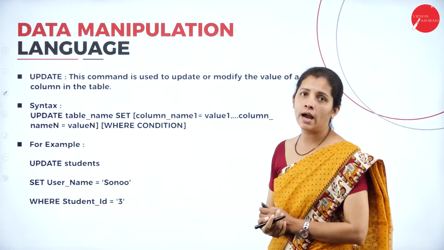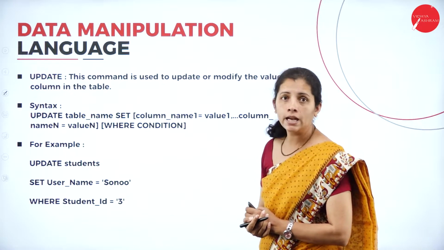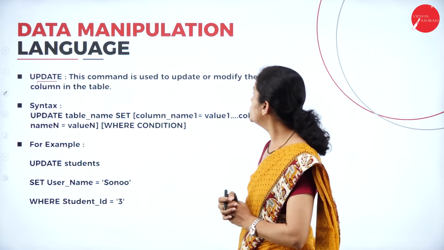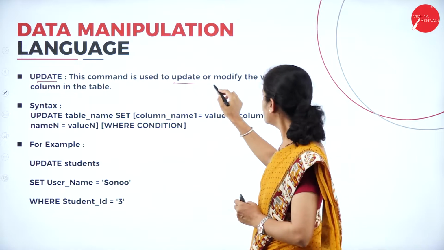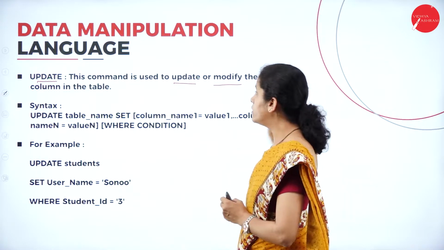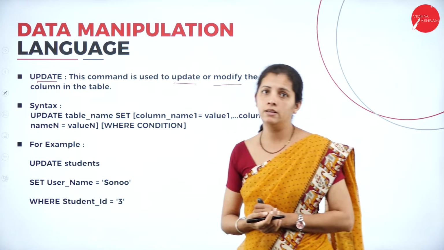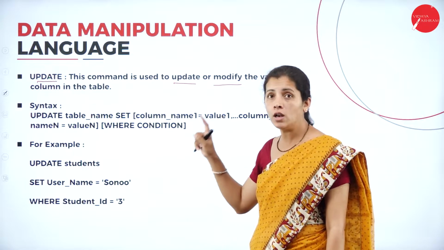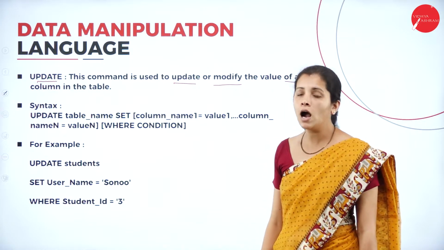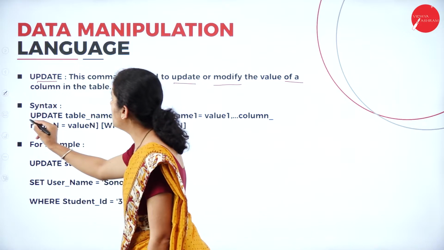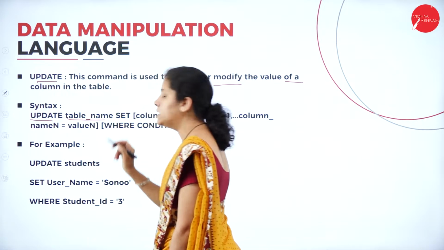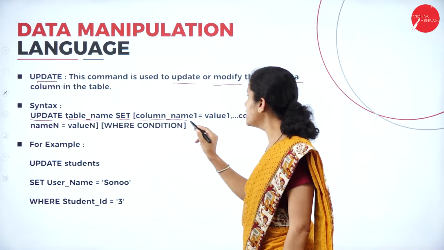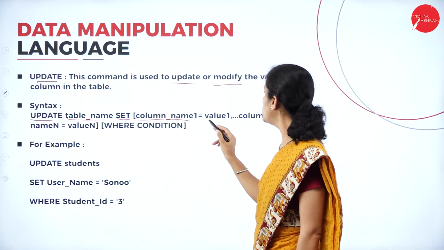Moving further, I'm going to have my second type, that is the second command, update command. So update means what? This command is used to update or modify the value of a column in the table. So it's mainly used to modify or update the columns in the table. And how can I use the update command? Update, specify the table name, then set. I want to use the word set, specify the column name equal to value.